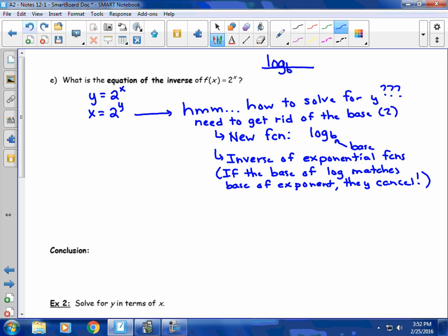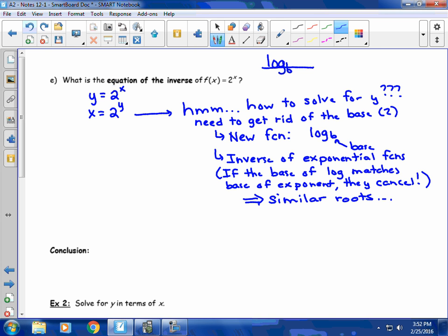The base of the log matches the base of the exponent, they cancel out. Okay, so that idea is similar to what you know about the different roots: square root, third root, fourth root, fifth root. So I'm just going to say similar to roots, because that's kind of what you want to think back on. That's what you know already.